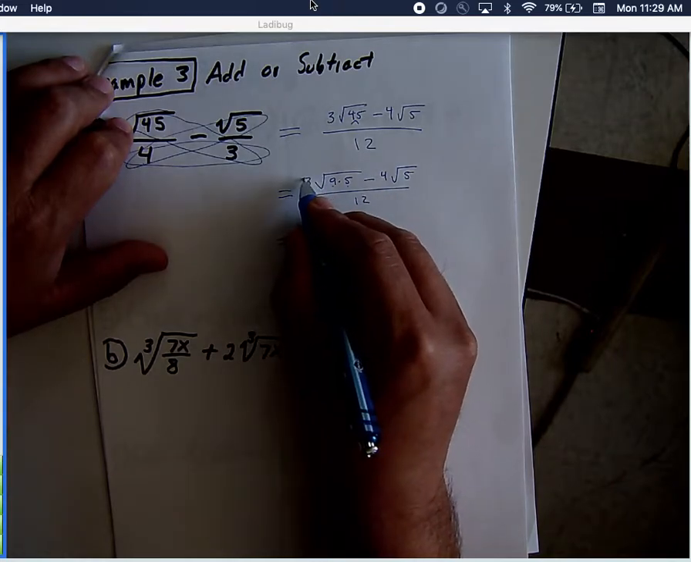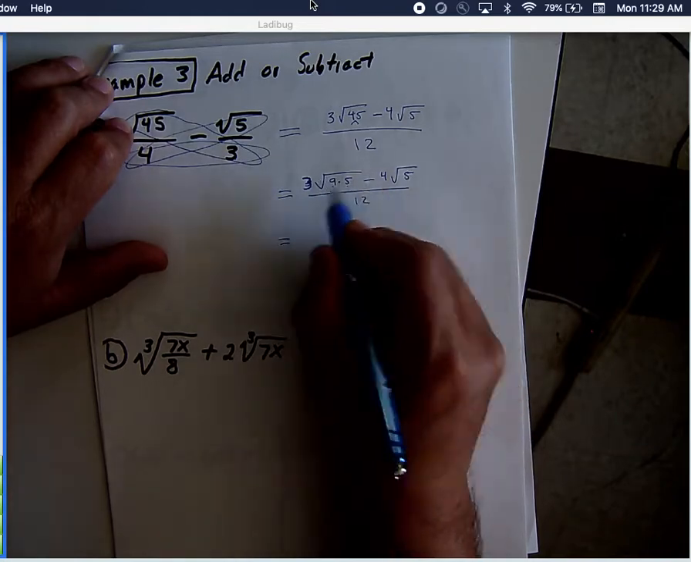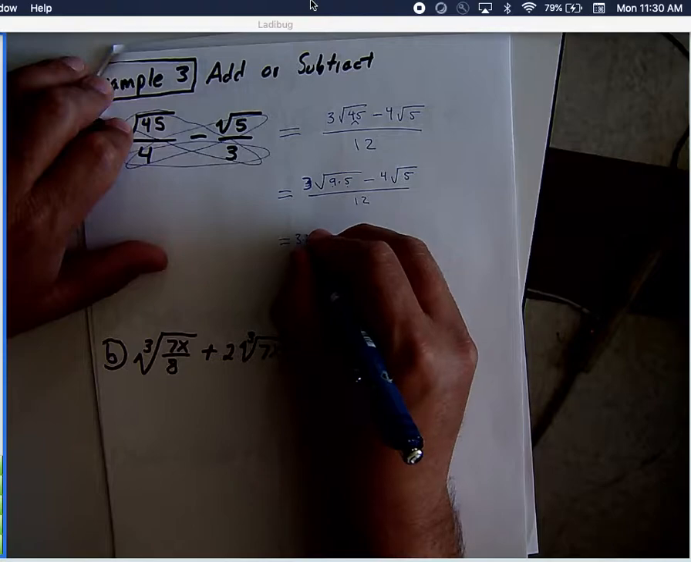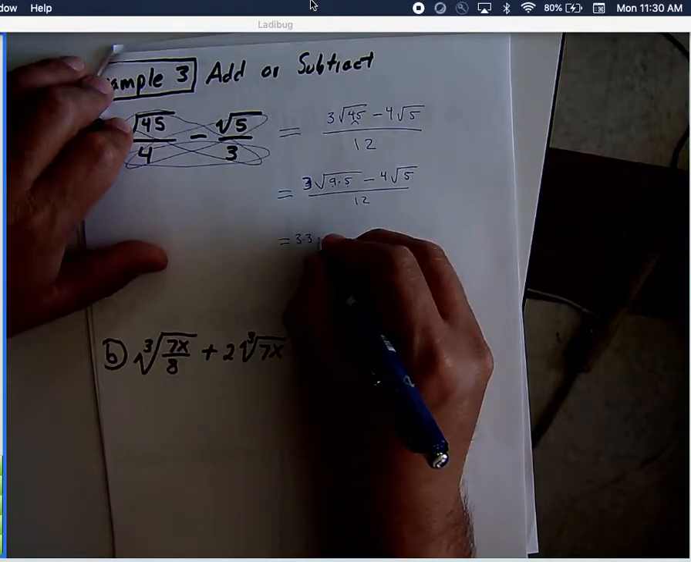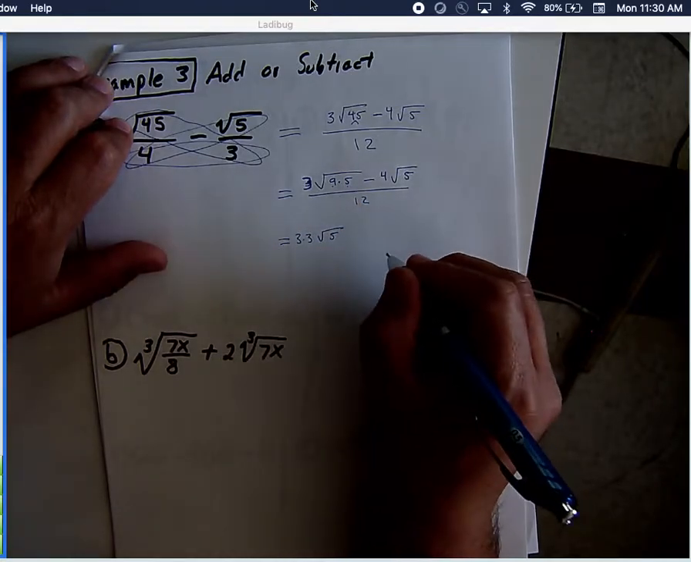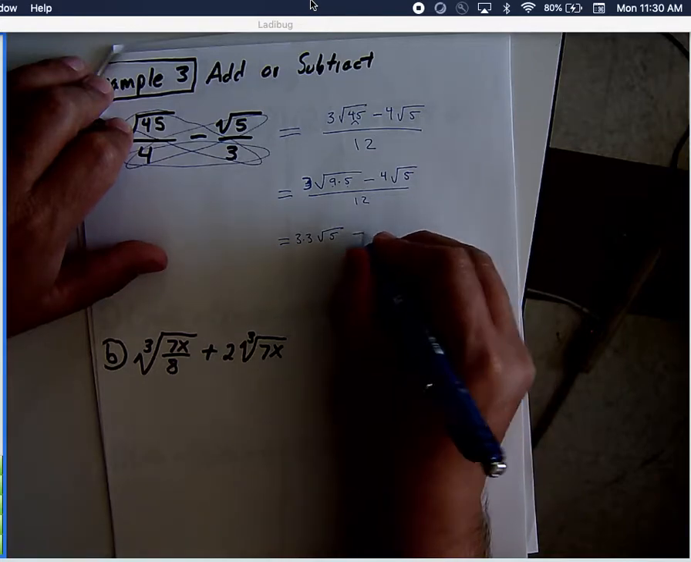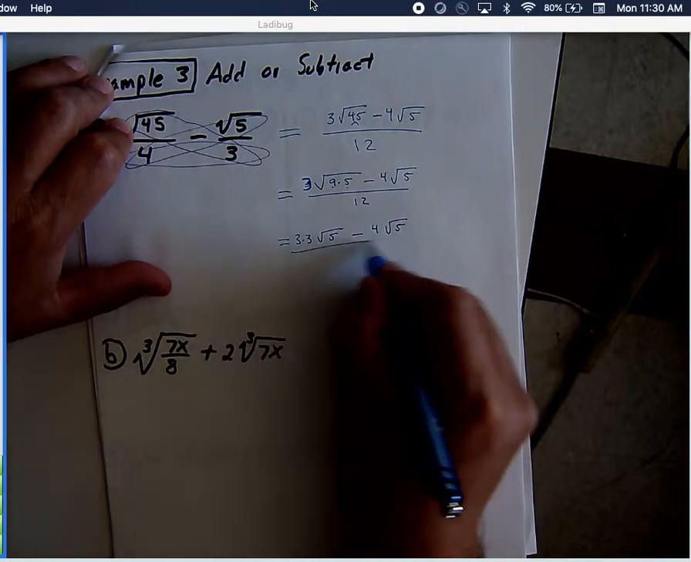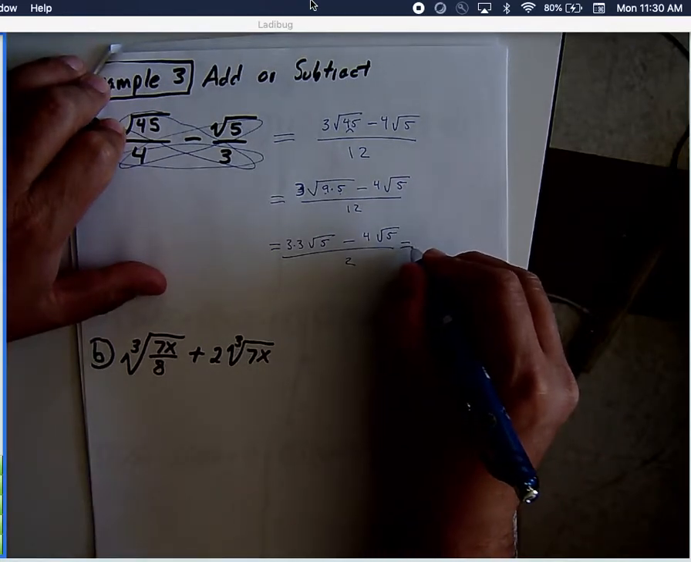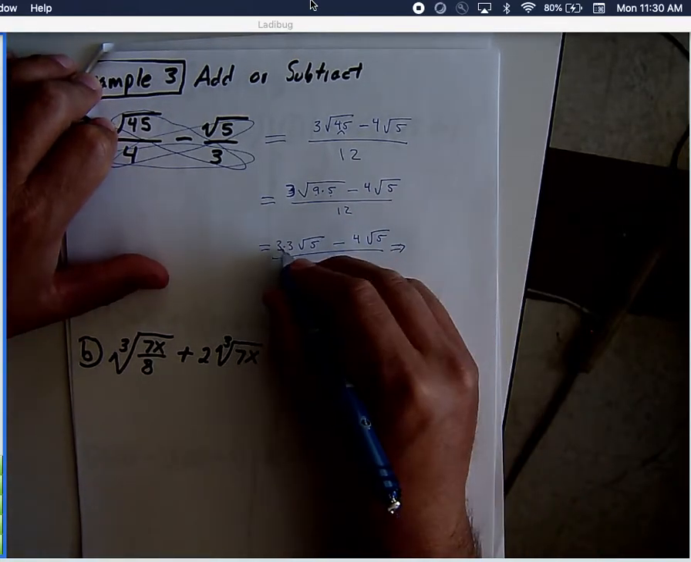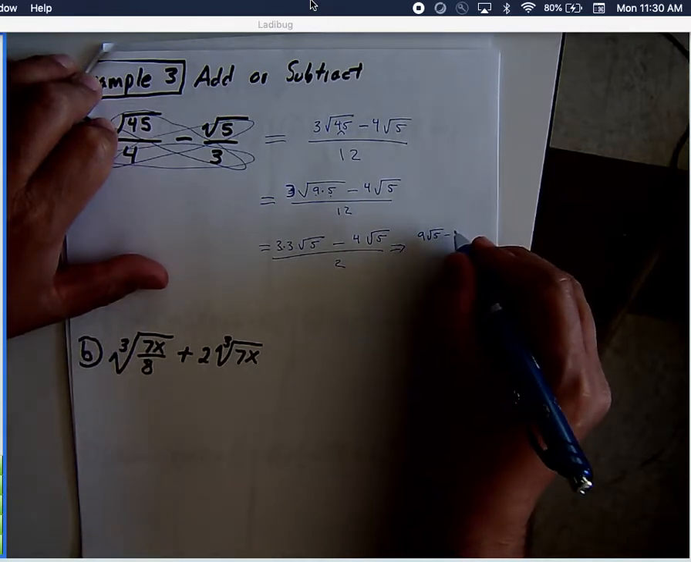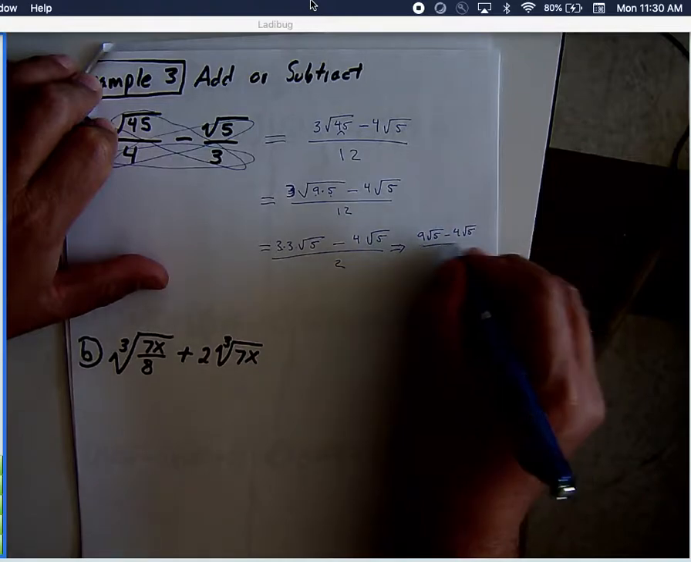And this one is outside. This is not the cube, but this is a coefficient. So the square root of 9 is 2, no, 3, sorry. And then we have the square root of 5 inside, which doesn't have a perfect square root. And this is 4 square root of 5. And put it on this side. 3 times 3 is 9 square root of 5 minus 4 square root of 5 over 12.